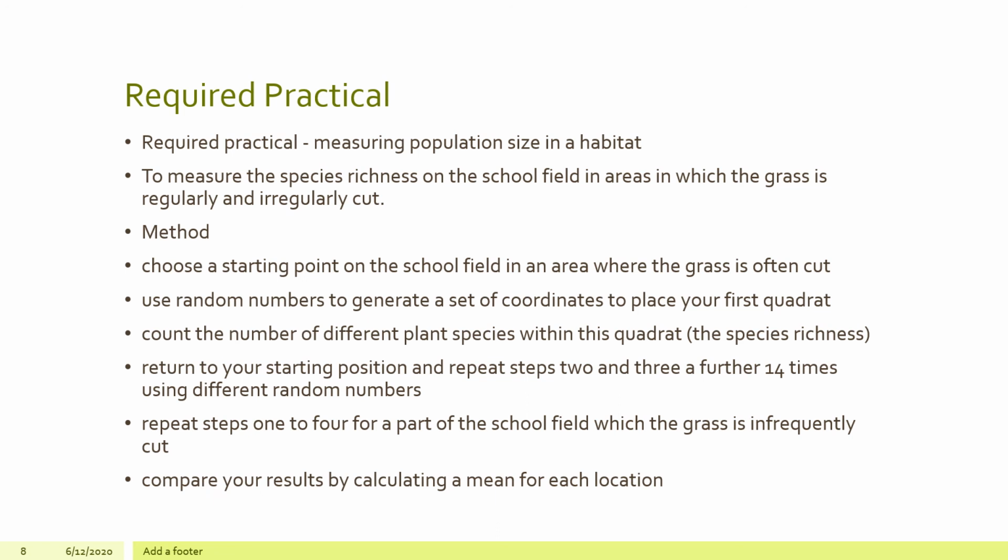Then you return to your starting position and repeat steps 2 and 3 a further 14 times using different random numbers. Then repeat steps 1 to 4 for a part of the school field where the grass is infrequently cut. You can compare results by calculating a mean for each location. You can see which place is more diverse, which place has the most species richness.